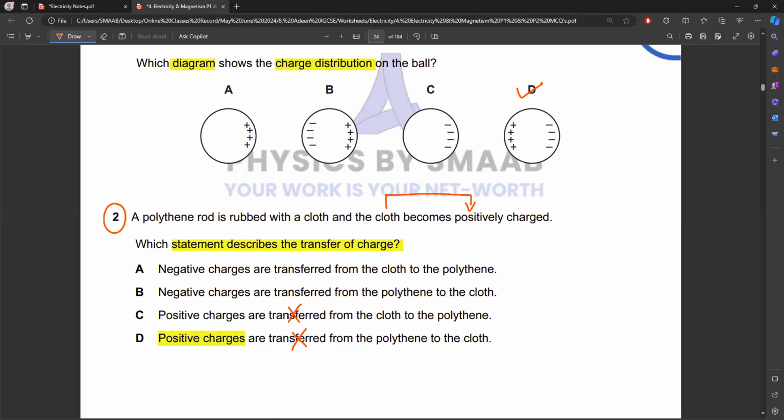So it means the cloth lost the electrons, and the polythene will be negatively charged. Right. So this is the concept.